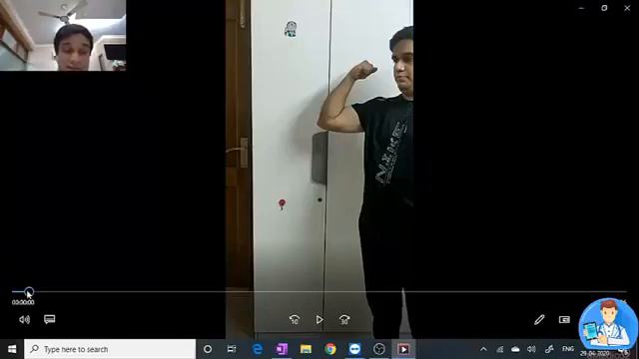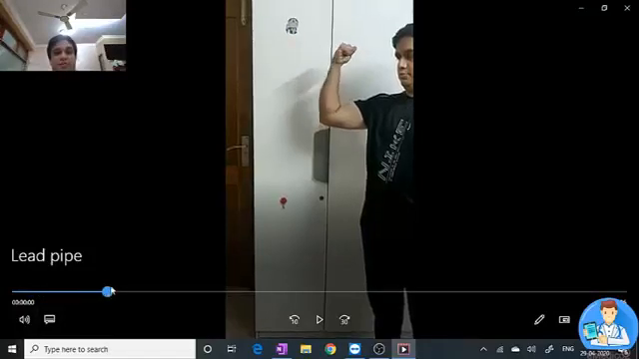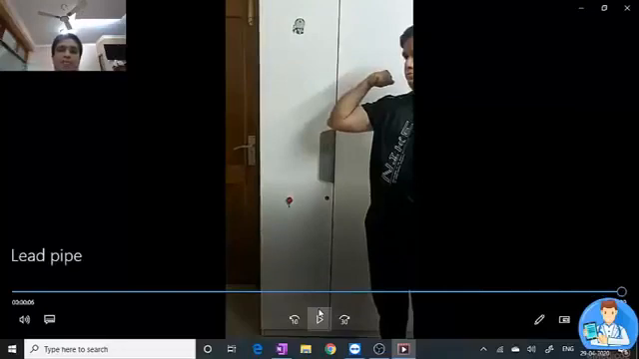Now look at this. When I try to extend something in the patient's elbow joint, I find a resistance all throughout. And it seems as if I'm molding a pipe made up of lead. So this is known as lead pipe rigidity. As if I'm molding a pipe made up of lead. So it's continuously the same throughout when I'm trying to move the joint. That's known as lead pipe rigidity.